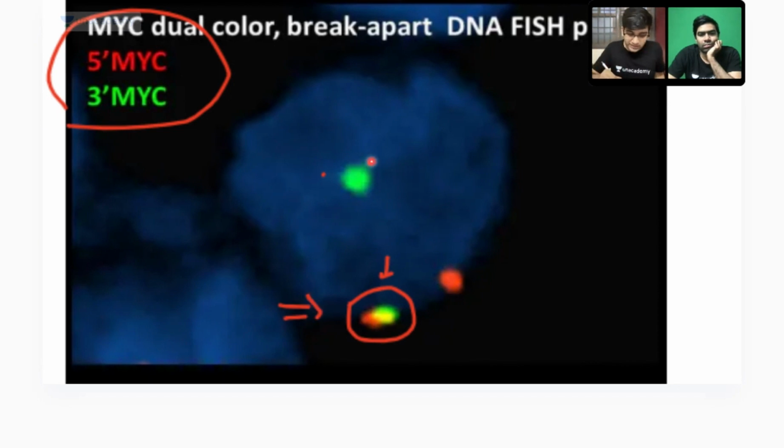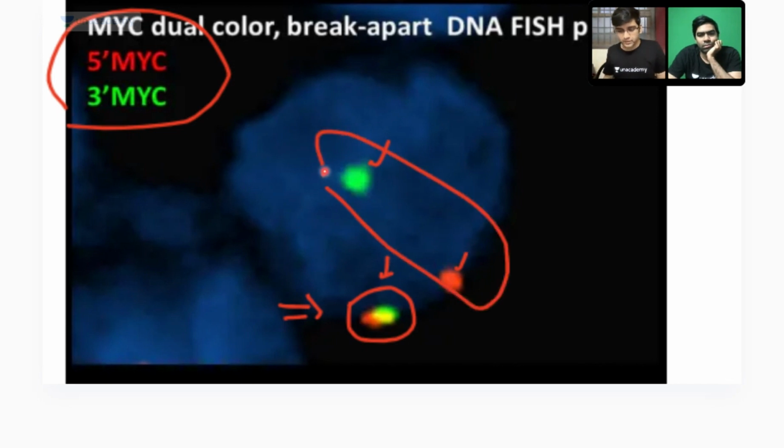This is normal, fine. So on the other chromosome, I'm having 3' on one end, 5 prime on the other end. Is this possible without breaking? This one is not possible without breaking, right? So this is an abnormality. Since I am using both probes for c-MYC, they have to be close together because they are on the same chromosome. If it is broken and separated, this is how break apart probes work.